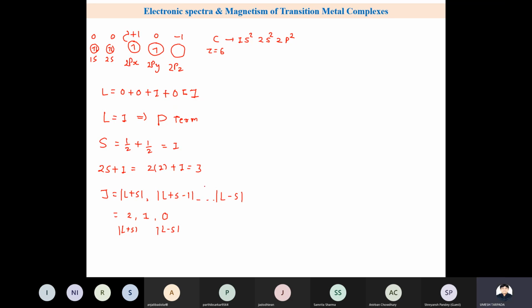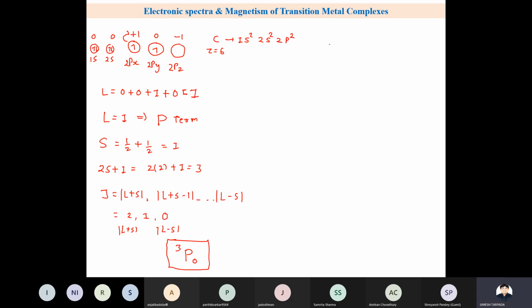Now which value will we consider for less than half-filled? L minus S. Yes, for less than half-filled it is L minus S, and for more than half-filled it is L plus S. So here you can take J value as 0. So the term symbol becomes: term is P, multiplicity is 3, and J is 0. So this is the ground term symbol for carbon.